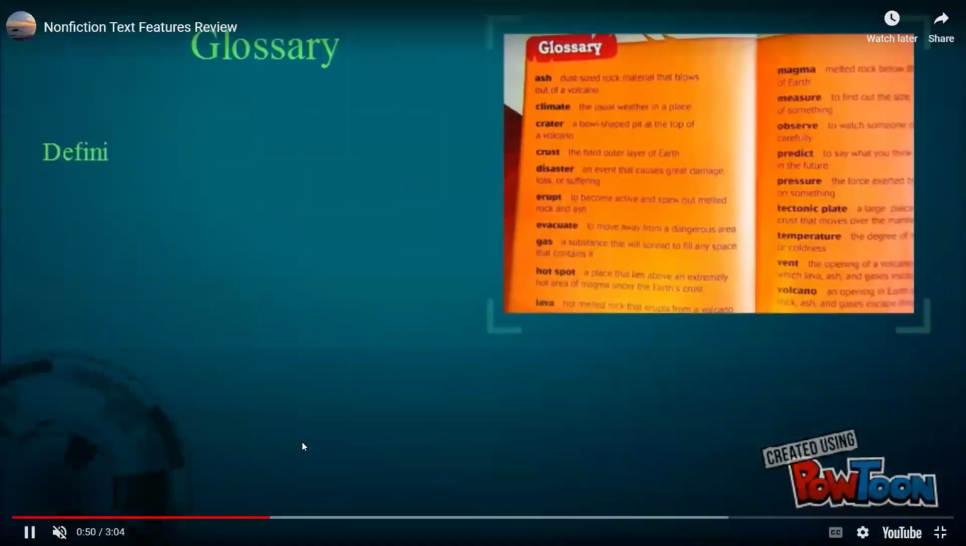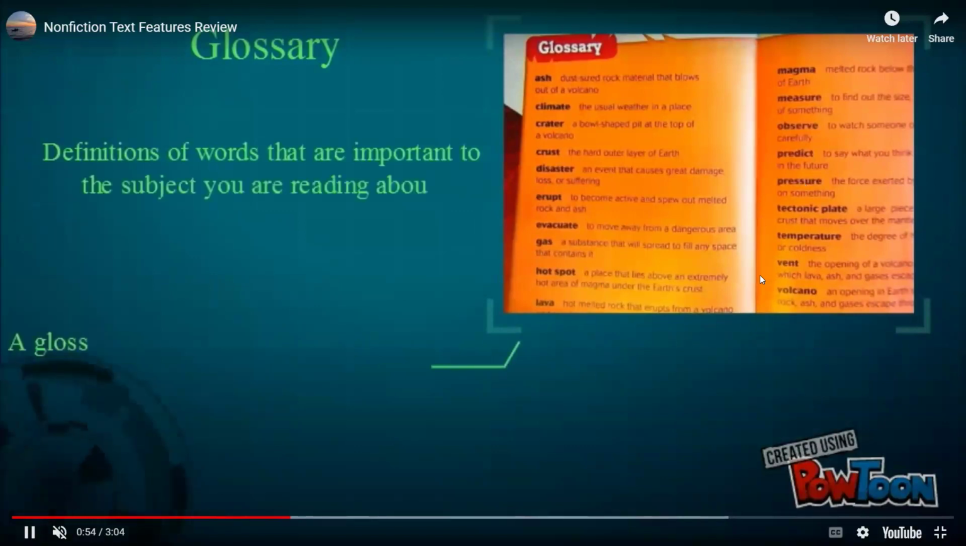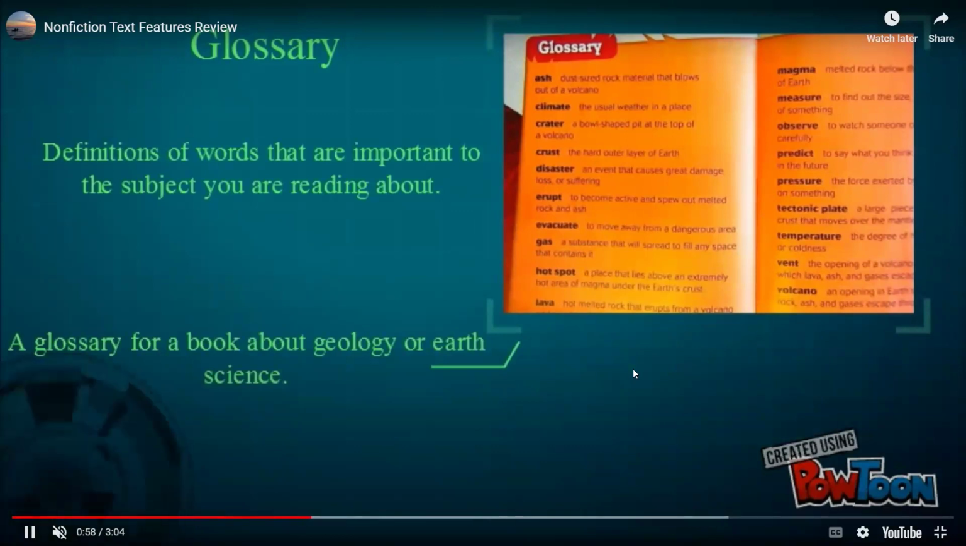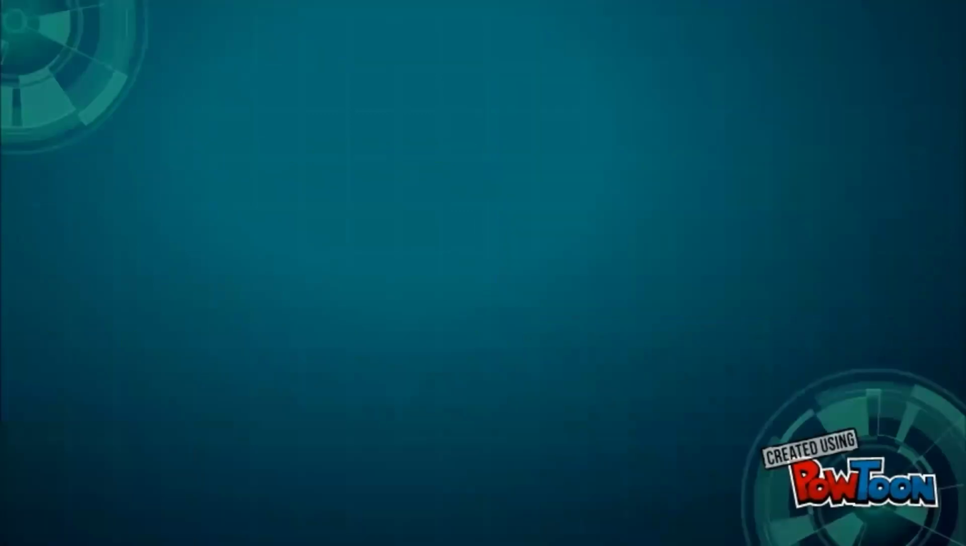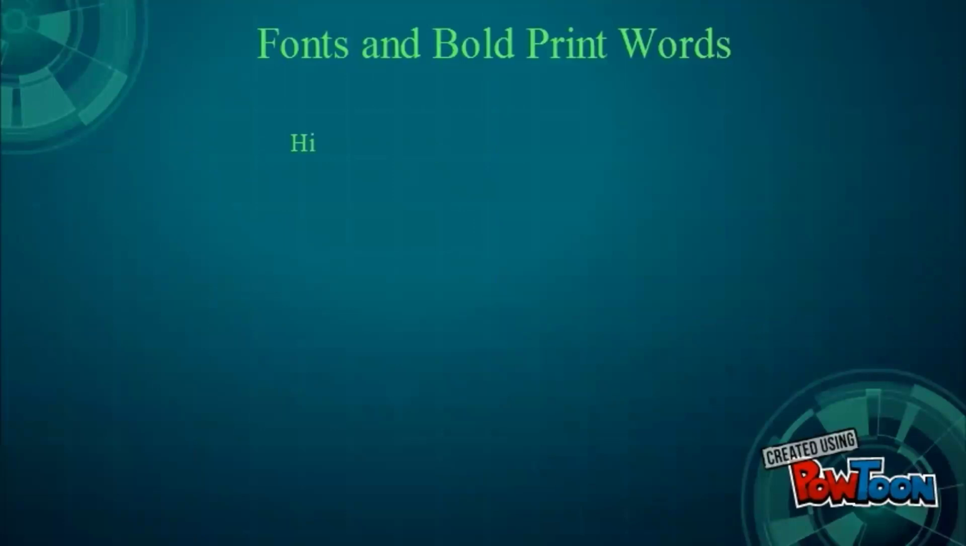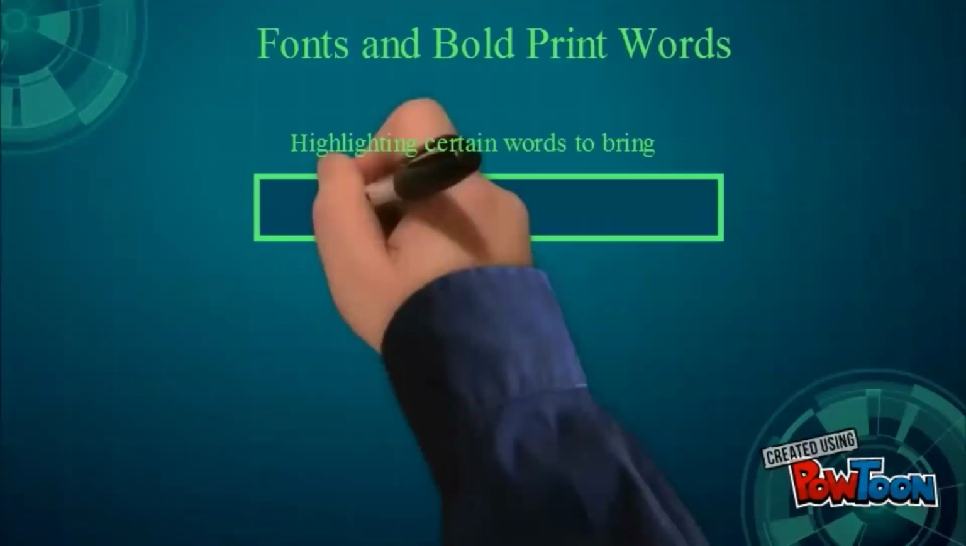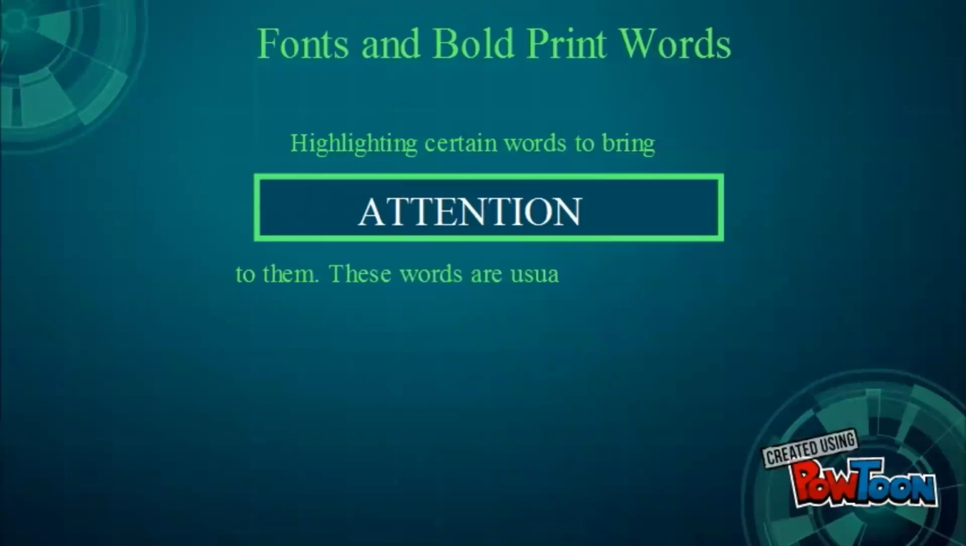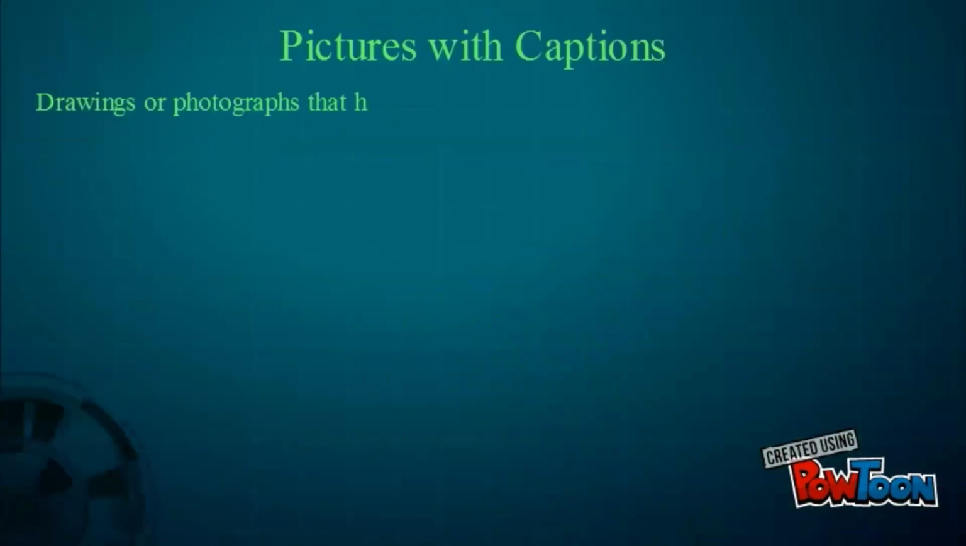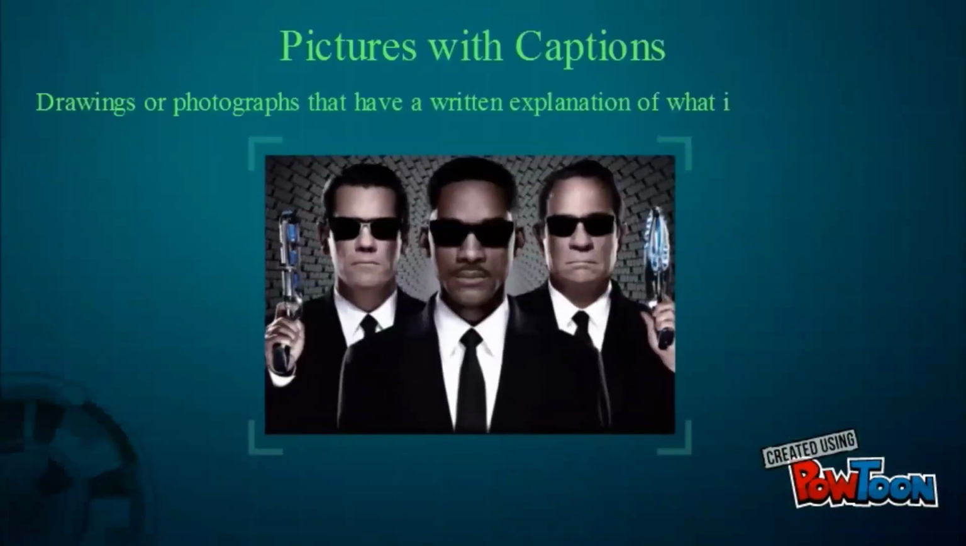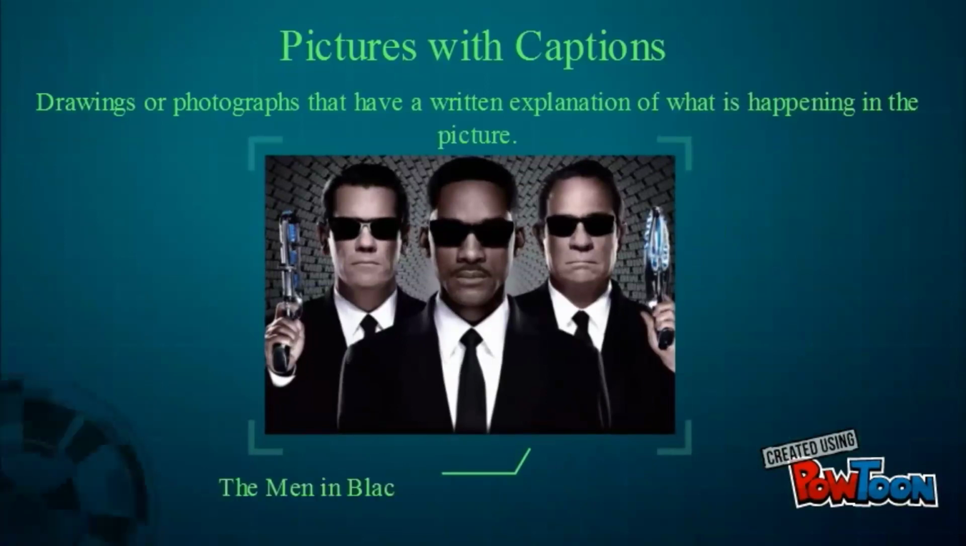So first of all, you might have a glossary. A glossary is kind of like a little mini dictionary. It's usually at the end of a textbook, but sometimes you might see little mini glossaries at the end of a chapter or even right on a page. Fonts and bold print words: highlighting certain words to bring attention to them. These words are usually found in the glossary. Pictures with captions: drawings or photographs that have a written explanation of what is happening in the picture.